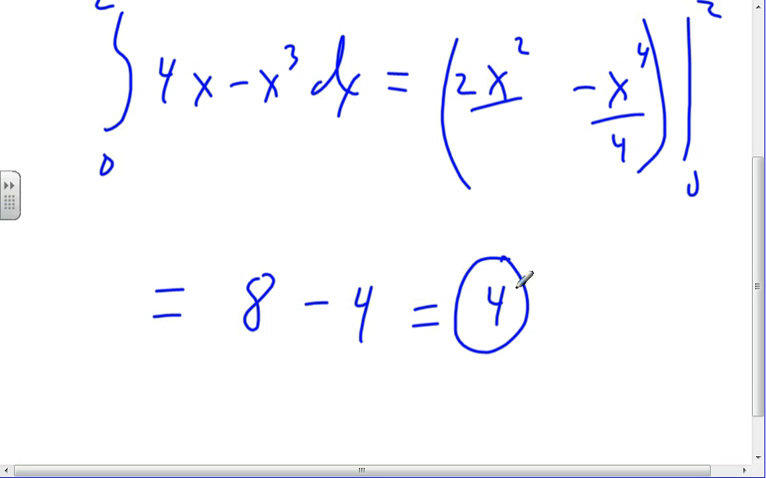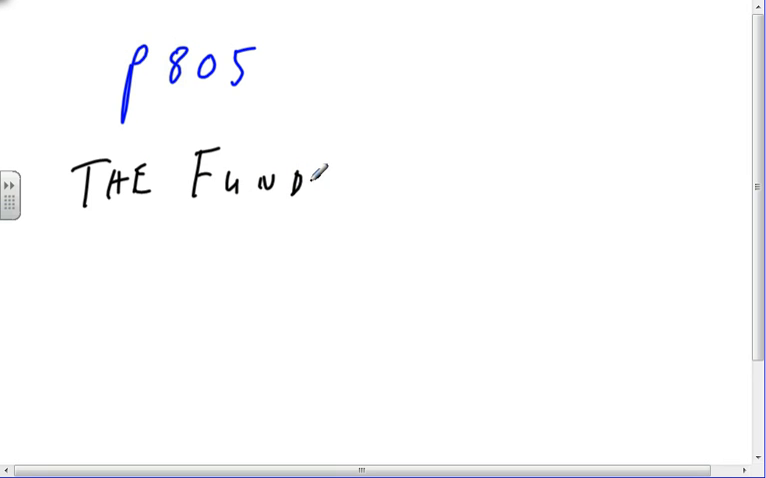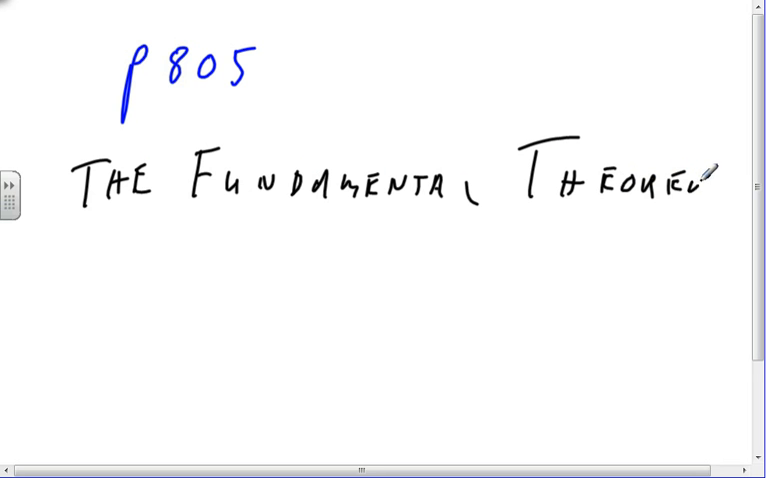Okay, now on page 805, we have to deal with a theorem. I don't believe it. This is a tech math class. How would we do that? But the fundamental theorem of calculus.